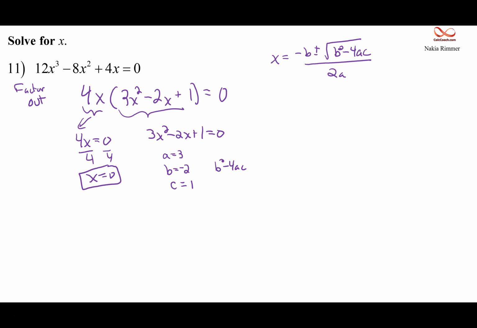And so for us, we'll have b squared, that's a negative 2 which gets squared, that's a 4. Now be careful, it's minus a 4 times a 3 times a 1, all positive there, so that's going to be take away 12. And so we'll have a negative 8 underneath the square root.